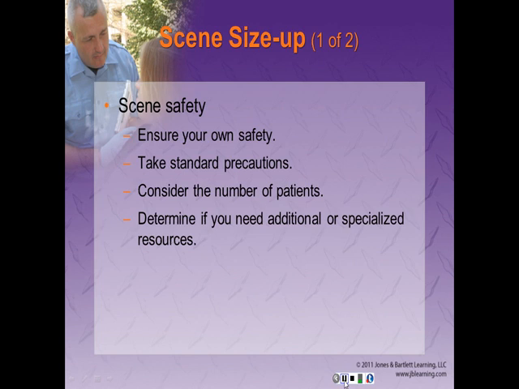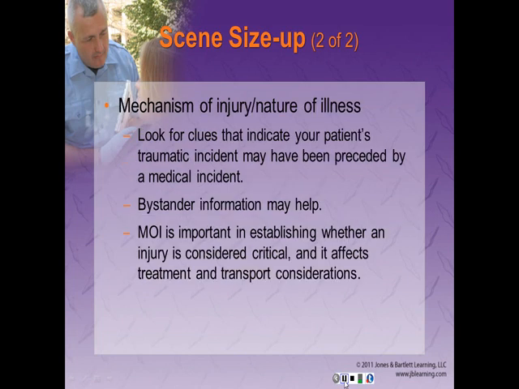Remember, ensure your own safety first. Take standard precautions and consider the number of patients. Be sure you determine the need for additional or specialized resources. Look for clues that indicate whether your patient's traumatic incident may have been preceded by a medical event. Bystander information may help determine if the patient had a loss of consciousness. Mechanism is important in establishing whether an injury is considered critical, and it affects treatment and transport considerations.